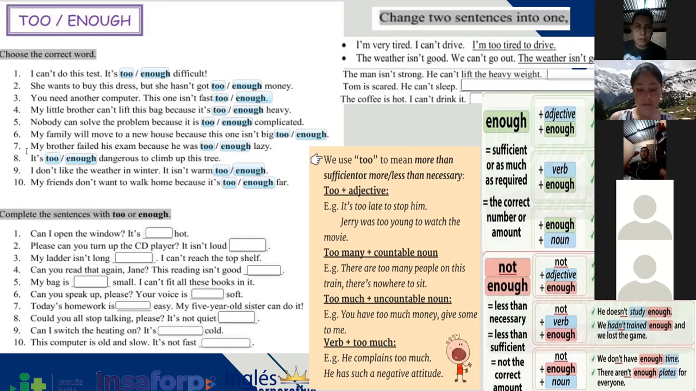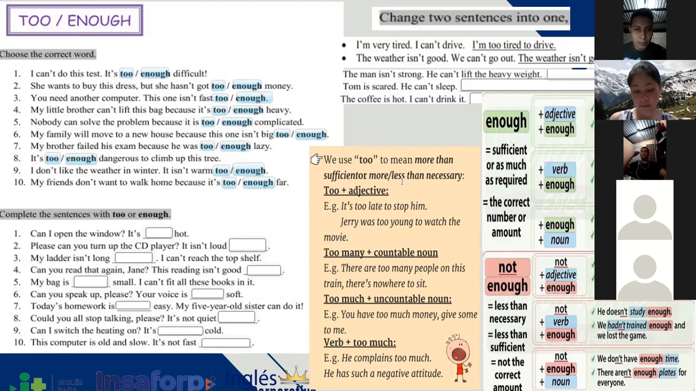Jarvin. Say my name. Number six, please. Okay, my family will move to a new house because this one isn't big enough. Excellent. Perfect. Good job, Jarvin.